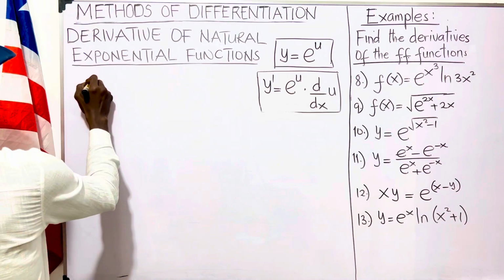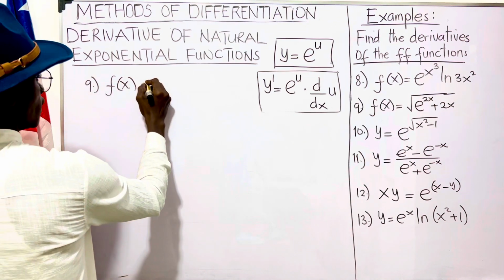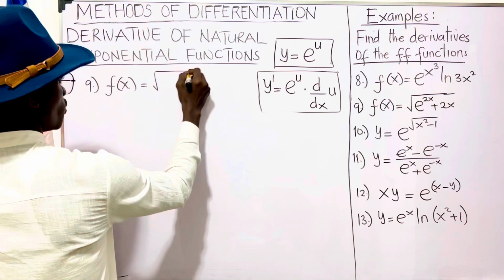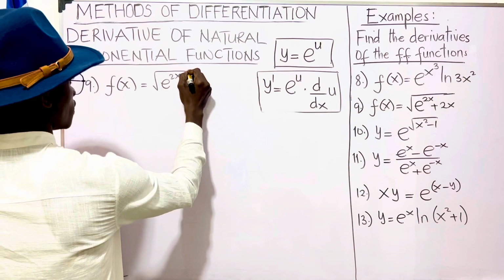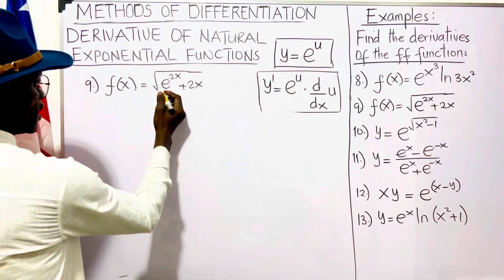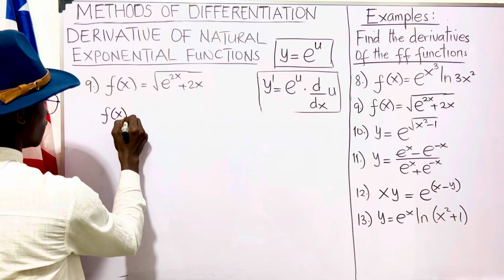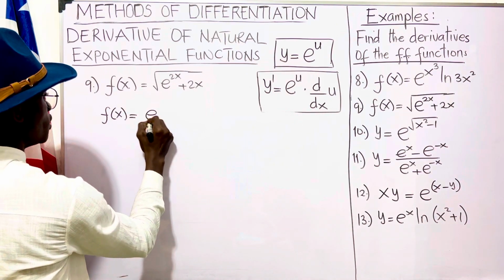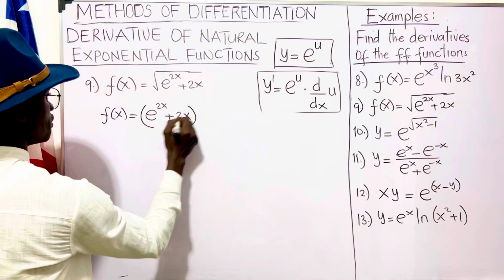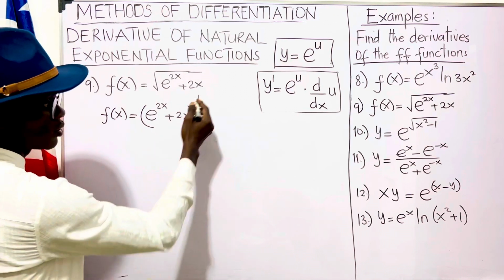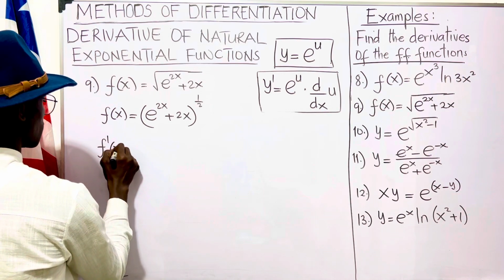So question 9 says f of x is equal to the square root of e raised to the power 2x plus 2x. So we can get rid of this square root. So f of x is equal to e raised to the power 2x plus 2x, all raised to the power 1 over 2. So this also means square root. Now let's differentiate. So f prime of x.